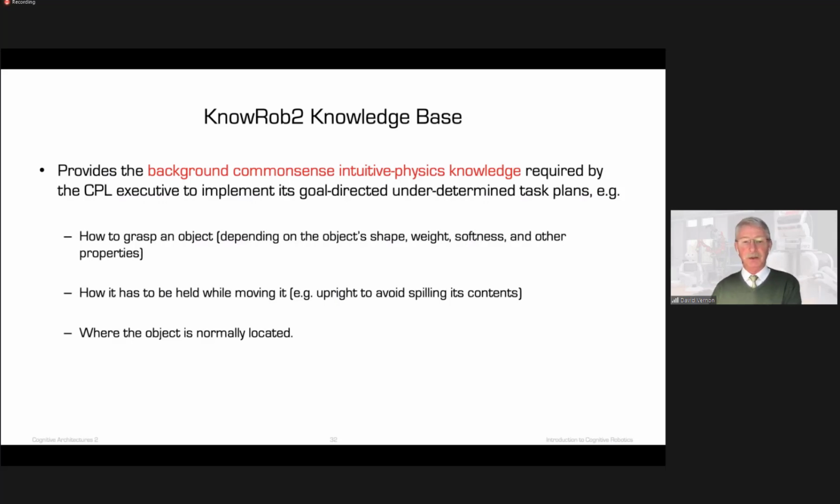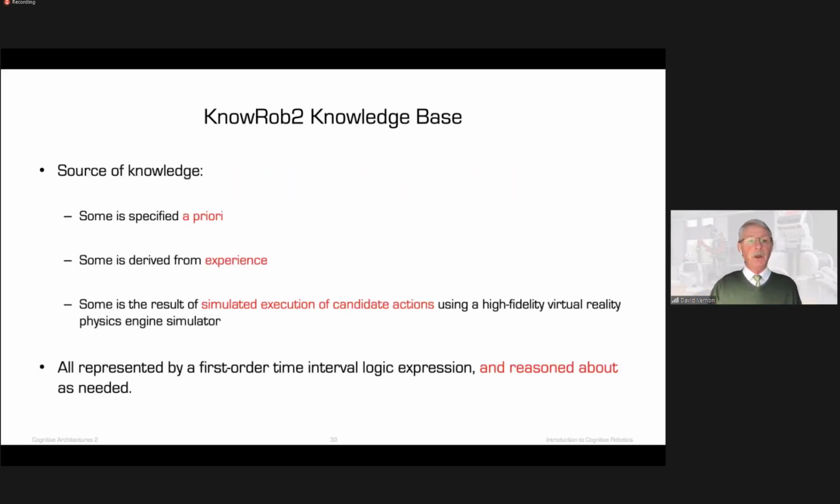That's your location designator. You have to open the door, and then you have to look inside and you have to know what it looks like. There's your object designator. So all of this knowledge, some of it you can specify a priori. Some of it is derived from experience, you learn it. And some of it is the result of simulated execution of candidate actions using a high fidelity virtual reality physics engine simulator.